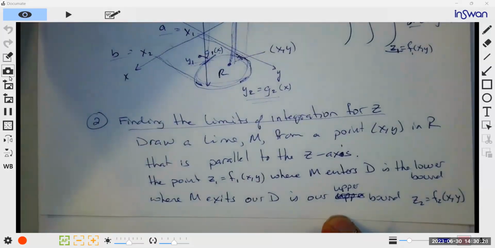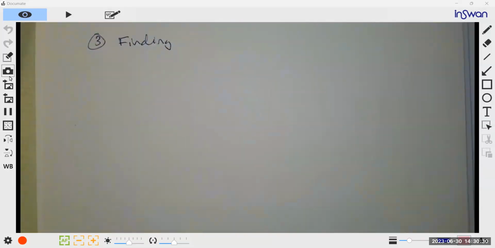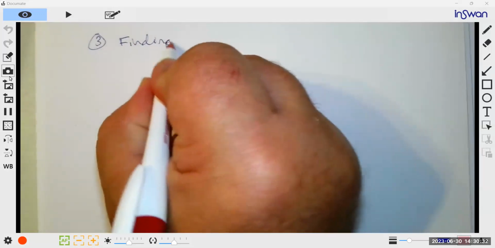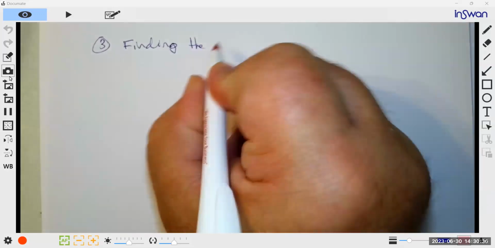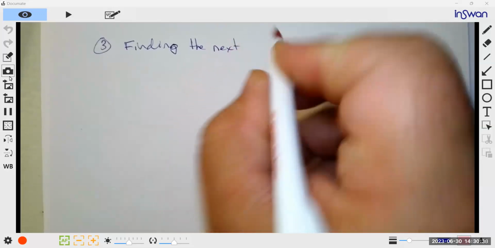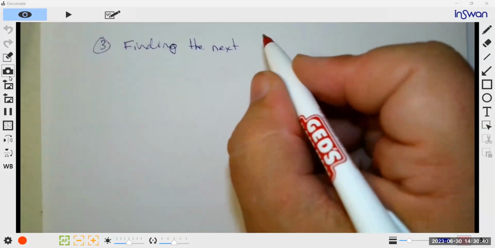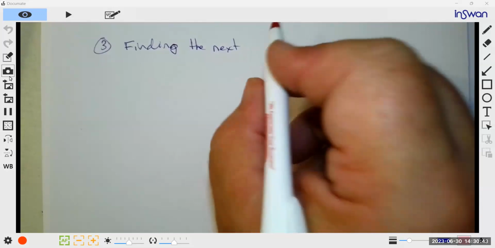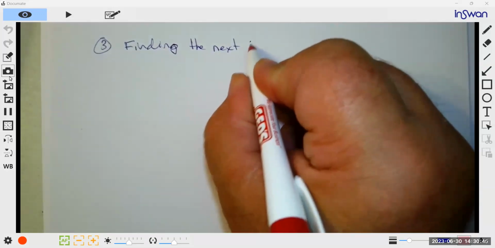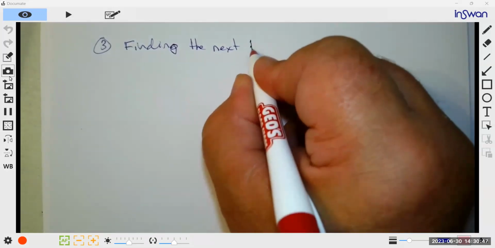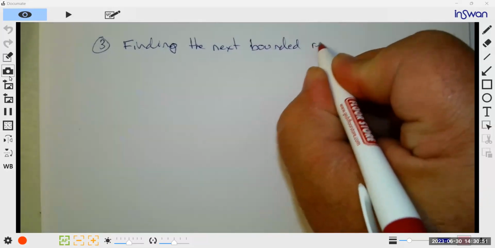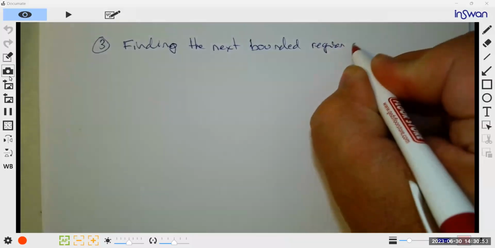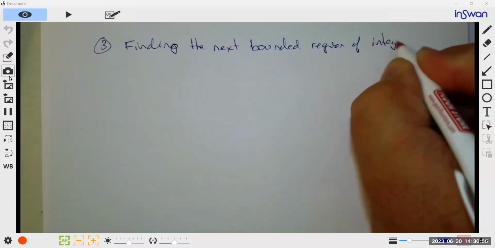All right. Now let's find the next bounded region of integration.